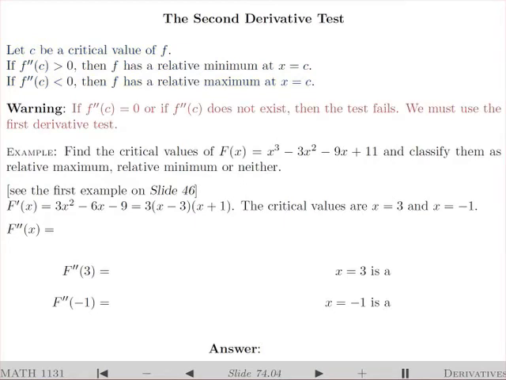So the second disadvantage I referred to is that if f double prime is 0, or if f double prime does not exist, then this doesn't tell us what happens. In such cases, we have to fall back on the first derivative test. If you have a fractional exponent in f, it's likely that you will have a critical value where f prime doesn't exist. That means f double prime will not exist either. So in such cases, obviously the second derivative test is not going to work.